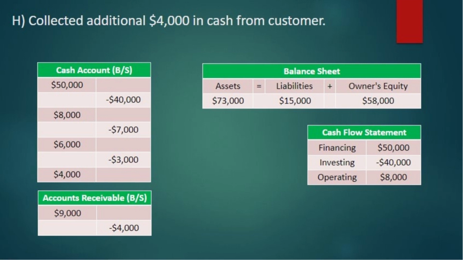We receive a payment from our customer for $4,000. The open receivable invoice recorded in a previous transaction will be partially settled. We credit $4,000 in our accounts receivable, and we debit the same amount in our cash account. The cash flow operating section will be updated as well.